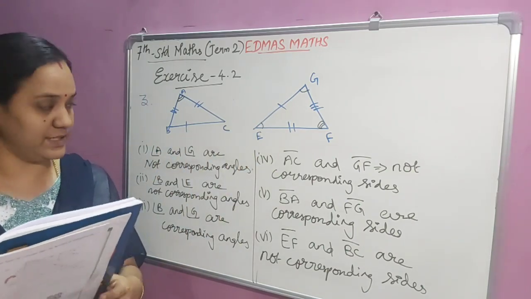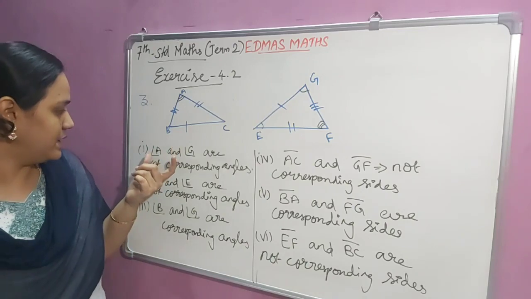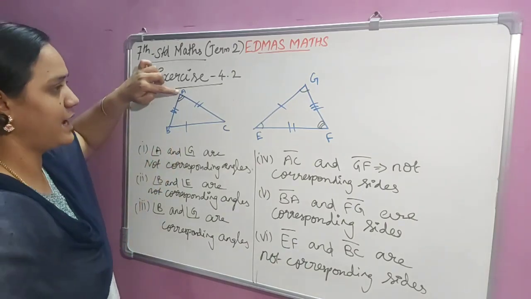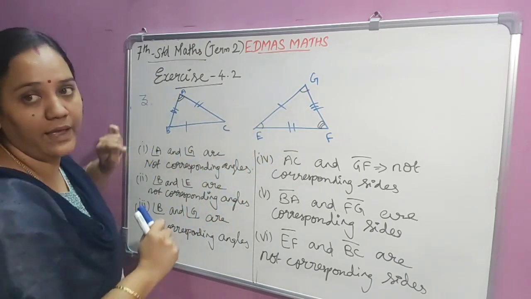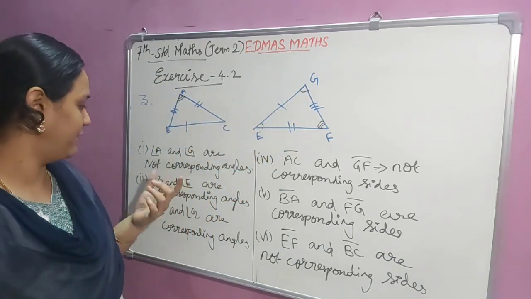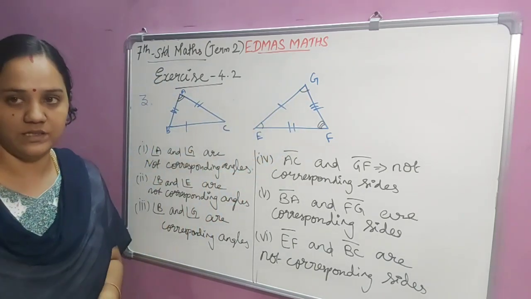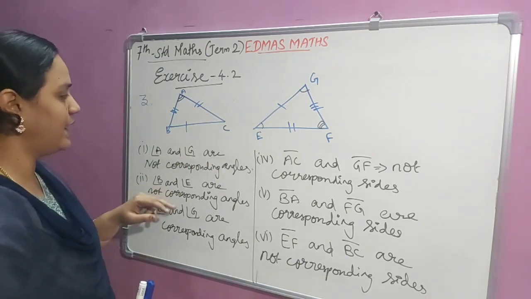First let us check the first one, angle A and angle G. Here angle A and here angle G. Here we have double angle and here we have single angle. So both are not equal. So I have written not corresponding angles. Okay, the second one, angle B and angle E.